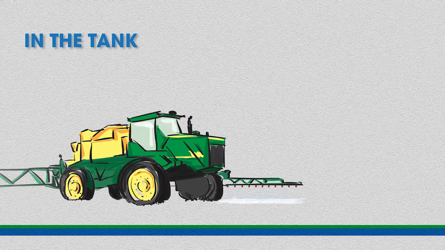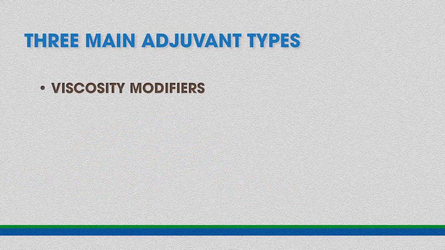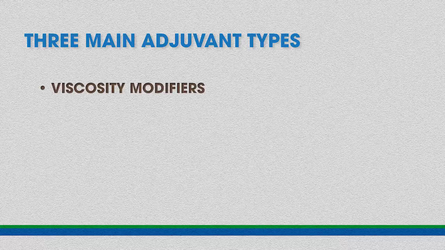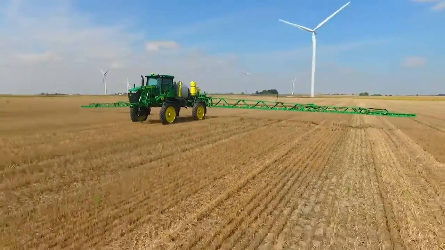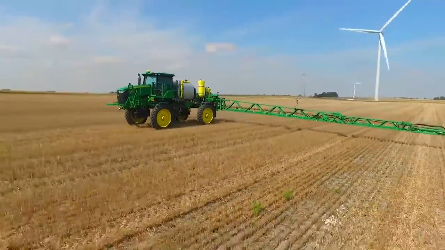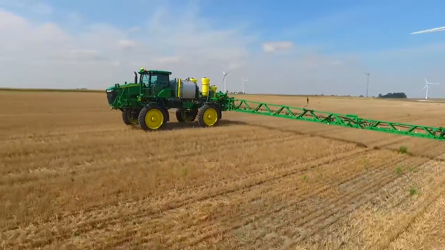There are three main types of drift reduction adjuvants. The first one are viscosity modifiers. They modify the viscosity, increase the surface tension, which means when the spray is atomized, we form larger droplets. We reduce the formation of those small droplets that are more prone to drift. There are two main types of viscosity modifiers: synthetic polymers and organic polymers, the guar gums.